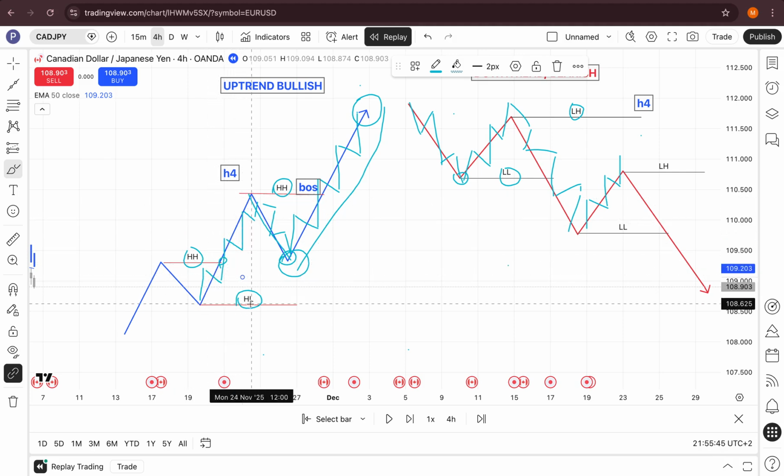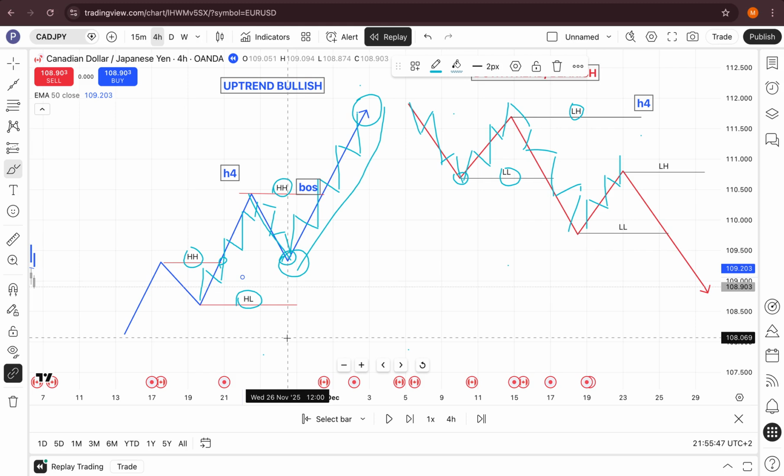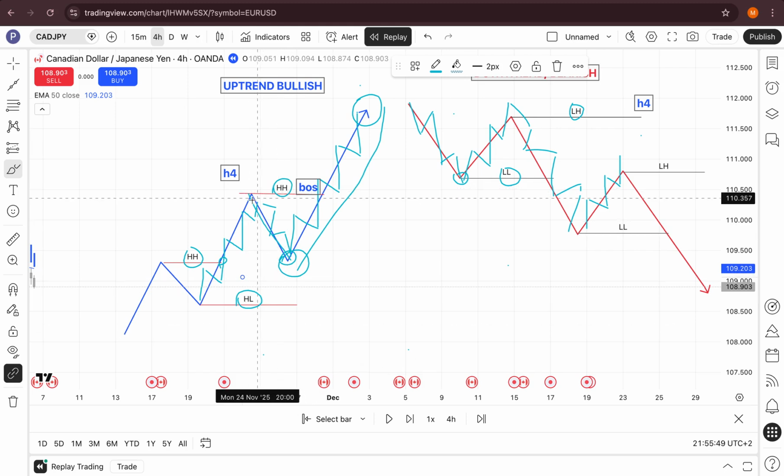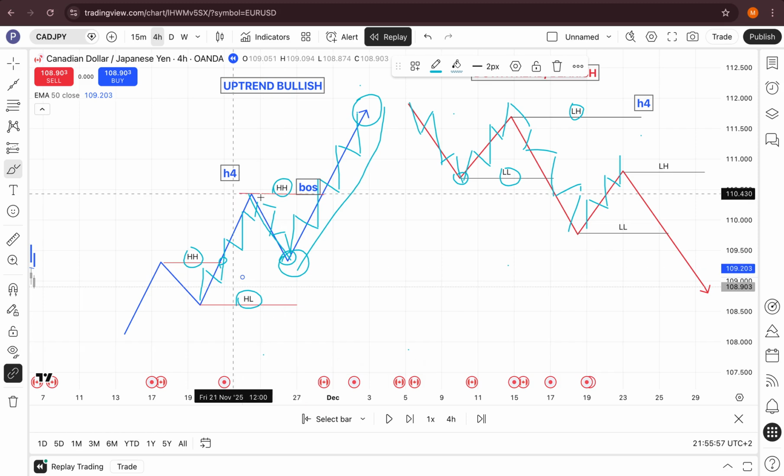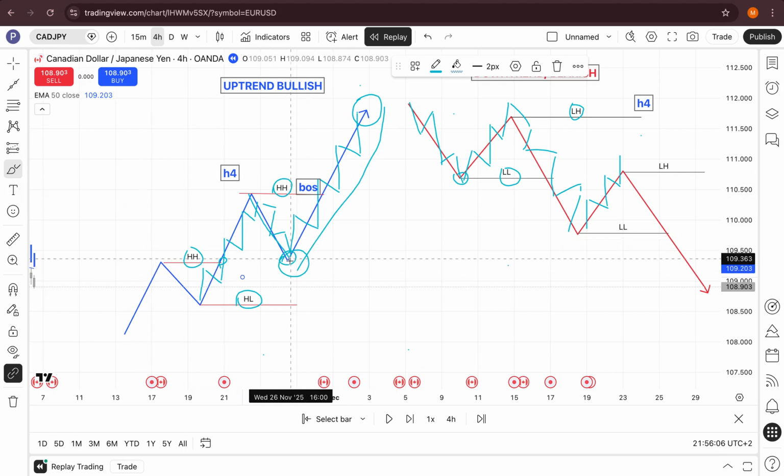So that is called a strong low, and this one is a weak low, because it failed to push price to break below the previous low. So this is a weak high. This one becomes a strong low again. Why? Because it caused the break of structure that happened here. This one becomes a weak high because, let us say, it was broken by the market.